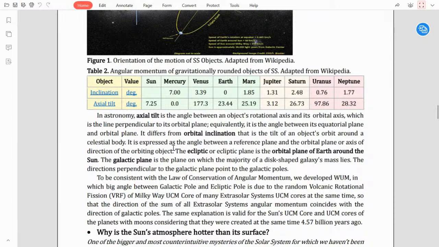It is expressed as the angle between a reference plane and the orbital plane or axis or direction of the orbiting object. The ecliptic plane is the orbital plane of Earth around the Sun. The galactic plane is the plane on which the majority of a disk-shaped galaxy's mass lies. The directions perpendicular to the galactic plane point to the galactic poles.